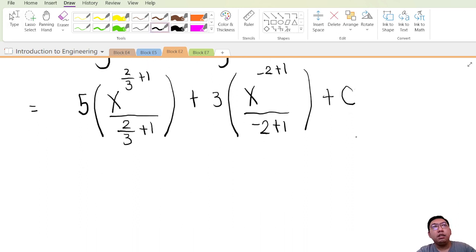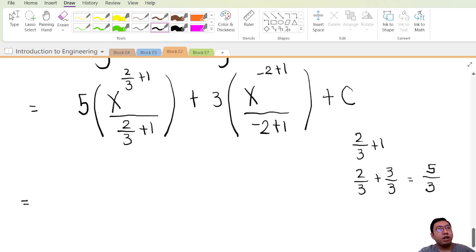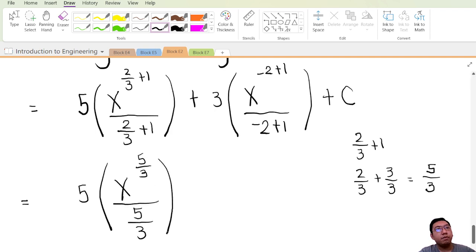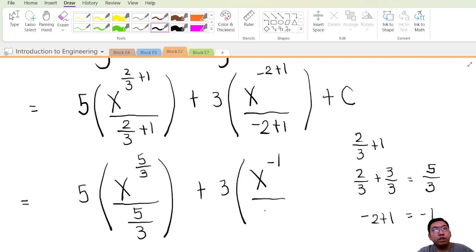Okay, so let's apply. What is 2/3 plus 1? That's basically 2/3 plus 3 over 3. So adding fractions, 2 plus 3, that's 5 over 3. So we have 5 times x to the 5/3 over 5/3, plus 3 times, what is negative 2 plus 1? Negative 2 plus 1 is equal to negative 1. So you have x to the negative 1 over negative 1 plus c.